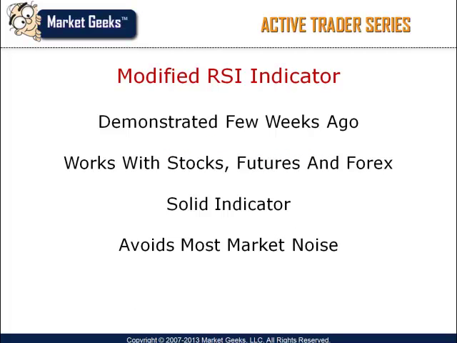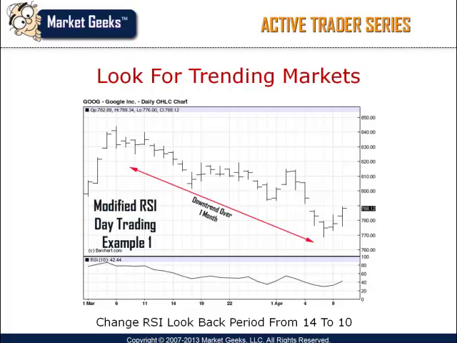One of the simplest indicators to use when learning day trading is the RSI indicator. A few weeks ago, I demonstrated how to adjust the settings on the RSI to make it work better for short-term and day trading market action. The RSI is a very solid indicator that tends to avoid false signals and random market noise better than most oscillators. I will use stocks in this example, but this strategy works equally well with E-mini futures and Forex contracts.